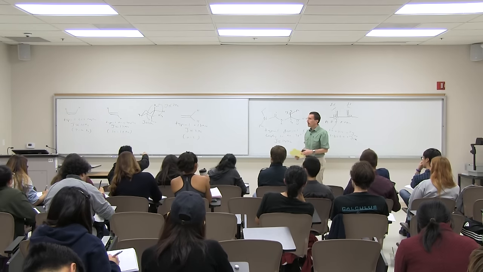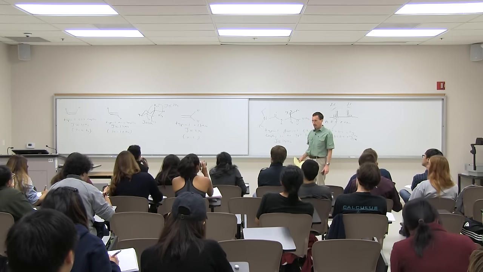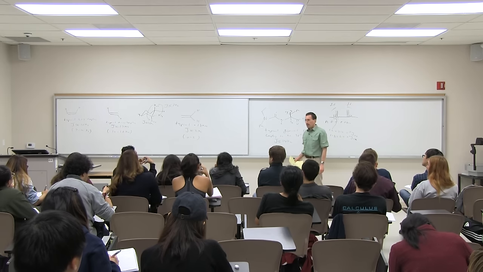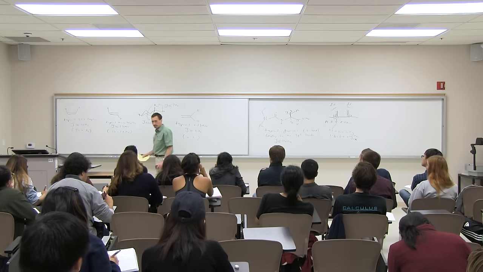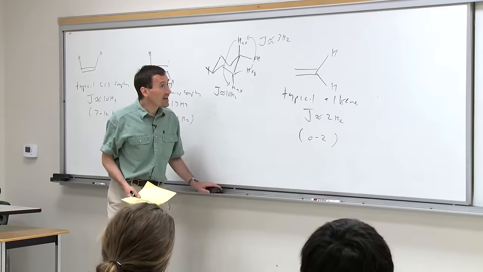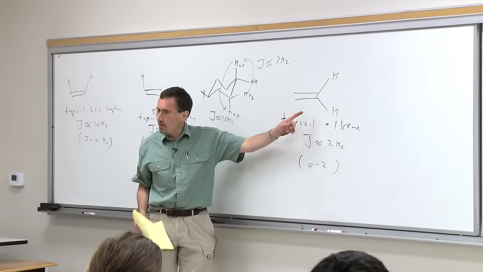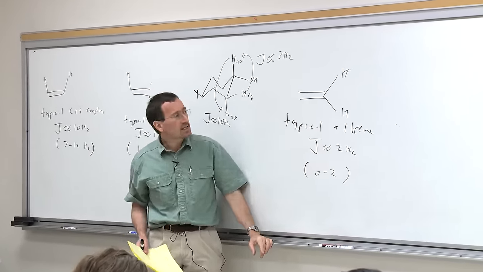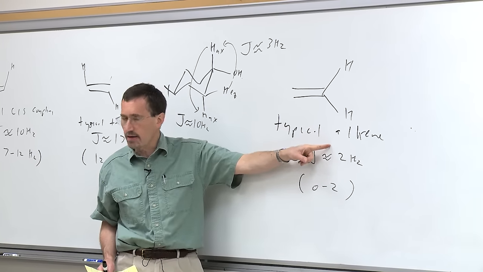Yeah. So how come the geminal one is lower in size? Don't they share the same, the orbital overlap isn't as good? You know, you've got a really interesting question. The question is, why is it so small in the gem? Why is the coupling constant so small on the sp2 carbon?